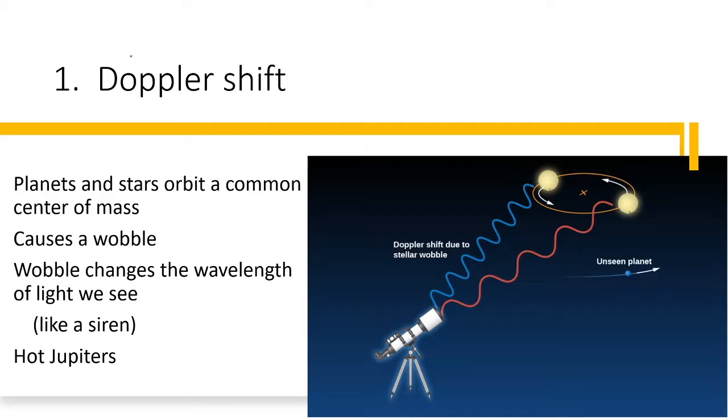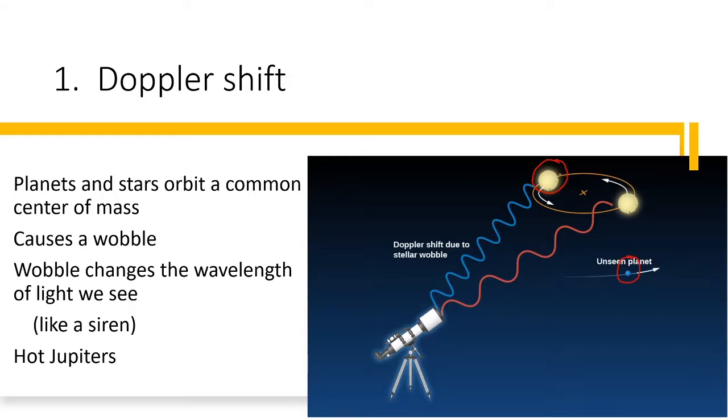Now, what's a Doppler shift? We saw the Doppler shift, or we'll see it again when we talk about the expansion of the universe. We haven't seen it yet. It turns out that we say the planets go around their sun or their star. But what's more true to say is that the planets and the stars orbit a common center of mass. So if this is the star and it has a planet, we don't necessarily need to see the planet.